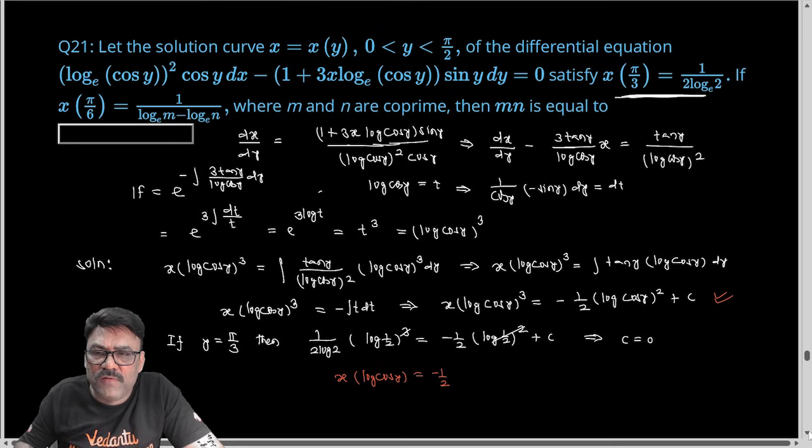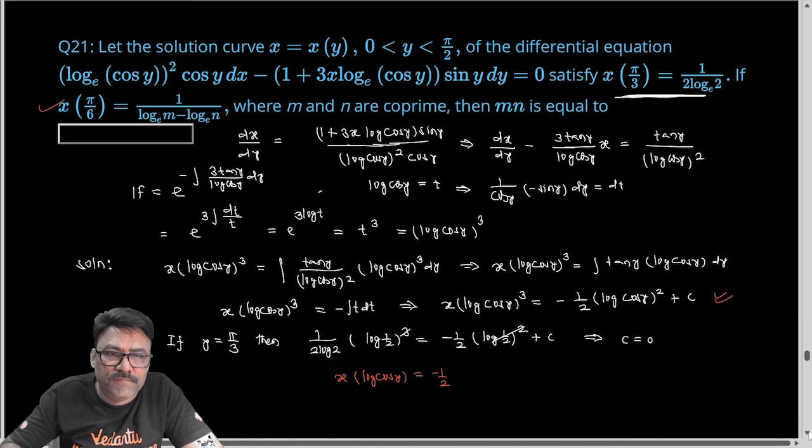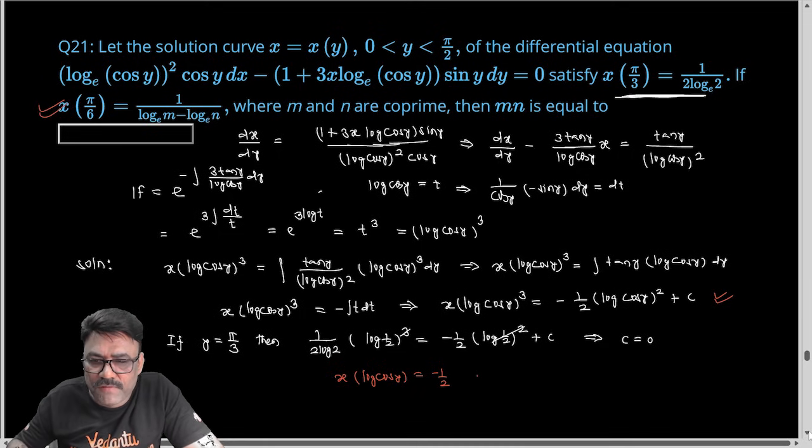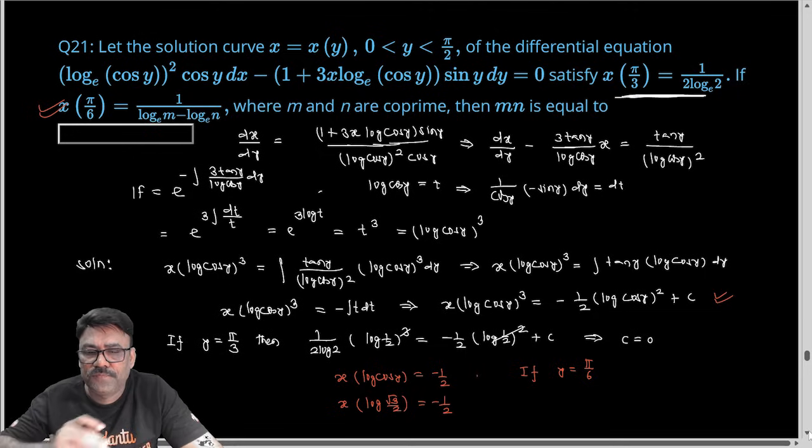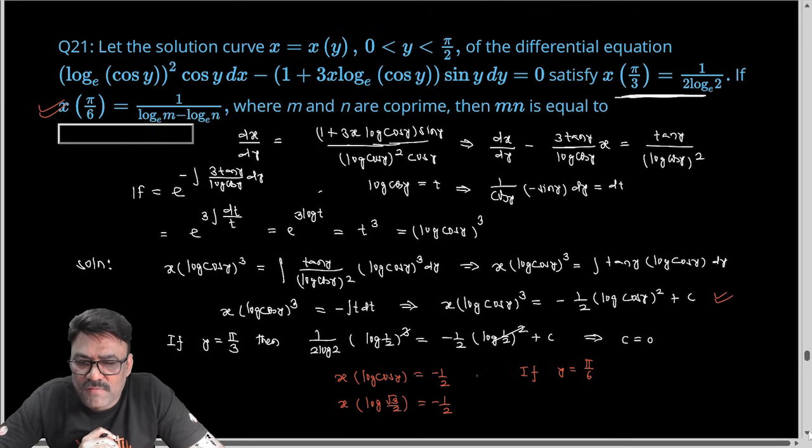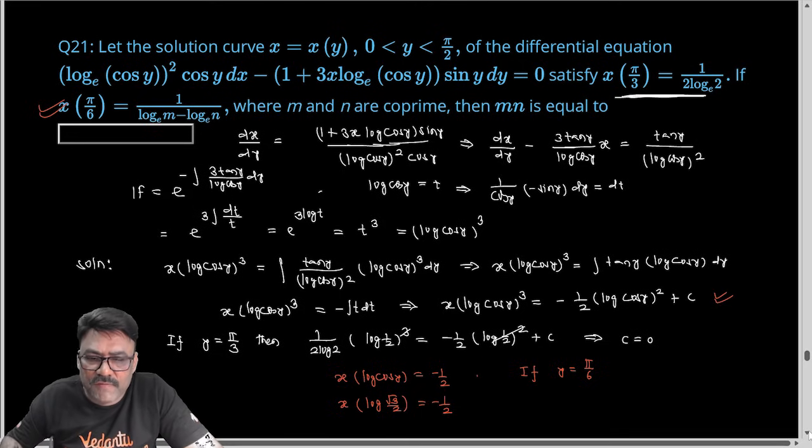Now if I put y = π/6 here, if y is π/6, then I will get x log cos π/6, which is root 3 by 2, and this is minus half. So what will be x from here?